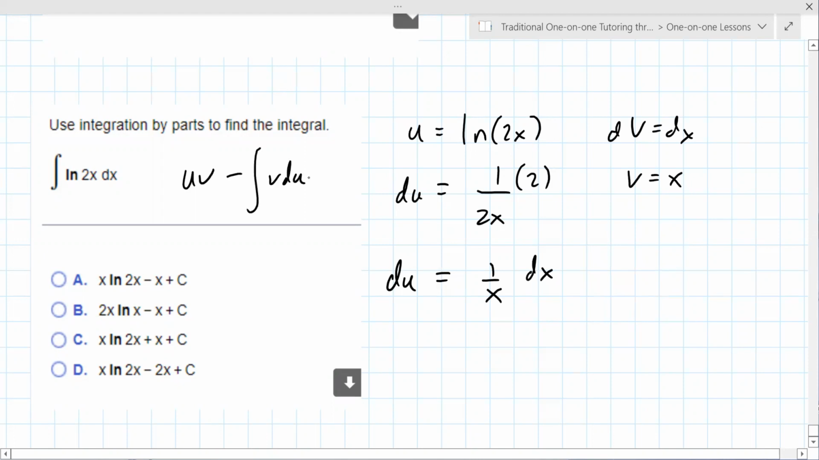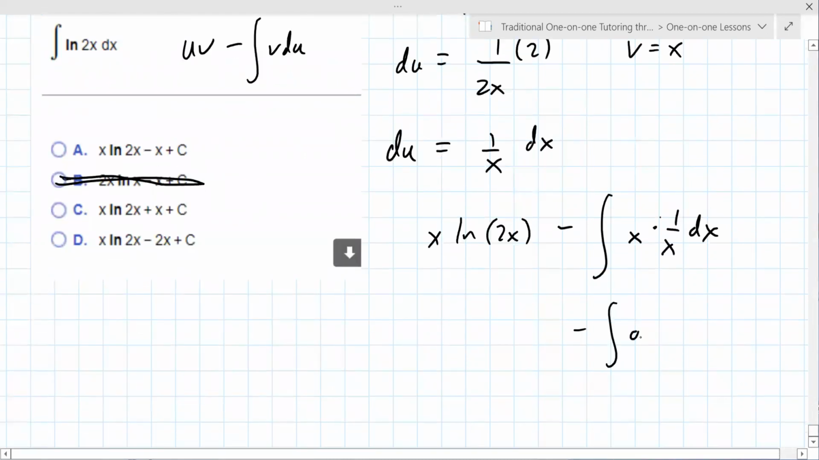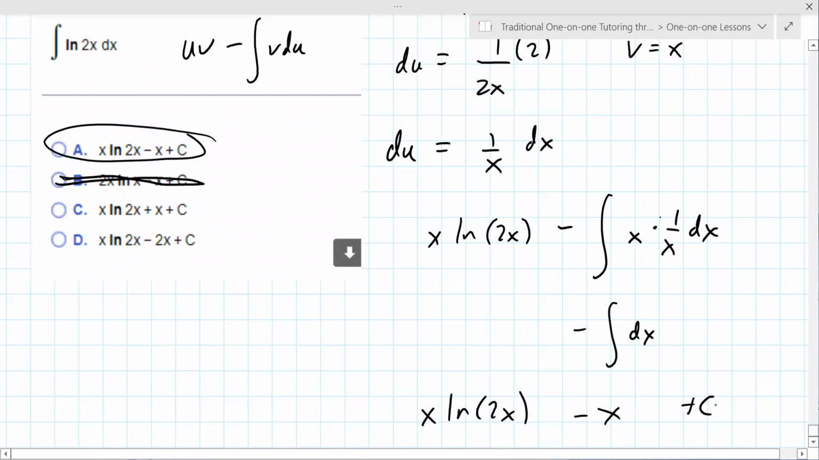All right. So we've got x times natural log 2x. So that gets rid of that one. Minus integral v du, x times 1 over x dx. So that becomes minus the integral of just dx, which is just minus x. So that gets you down to that second one there, plus c.